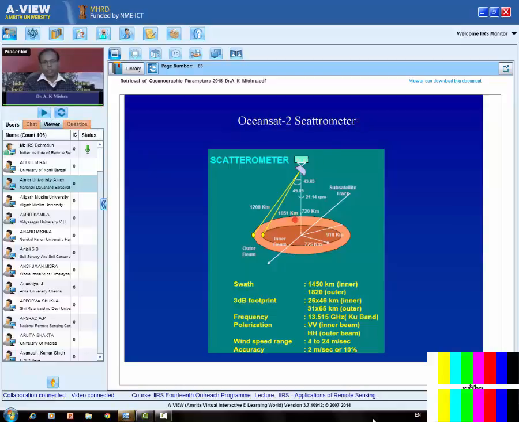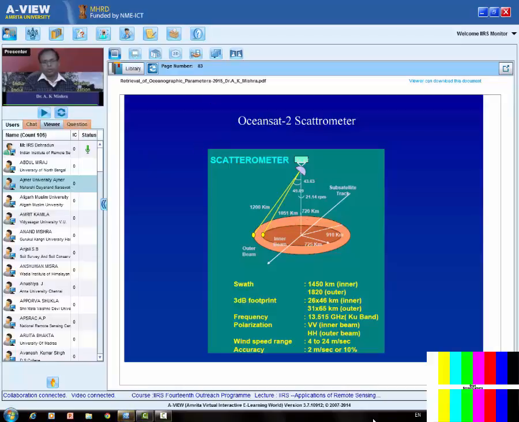And this shows you the OceanSat-2 scatterometer, which scans the ocean surface to get the backscattered energy, which can be related later to the wind speed over the ocean. There is an outer beam and an inner beam. The outer beam is vertically polarized, the inner beam is horizontally polarized. V is the outer beam and H is the inner beam.